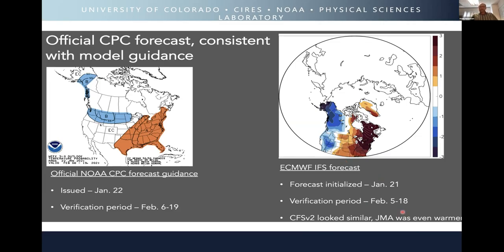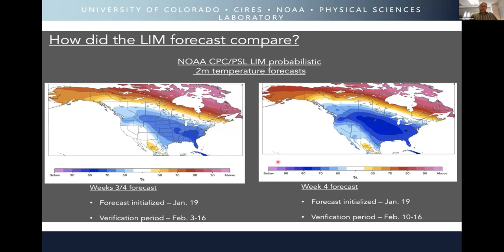That's basically what all the numerical models were showing. Here's the IFS for that period, very strong warming throughout most of the eastern two-thirds of the country for this period of time. And in fact, the CFS and the JMA, which are two other models CPC looks at a lot, were basically pretty similar.